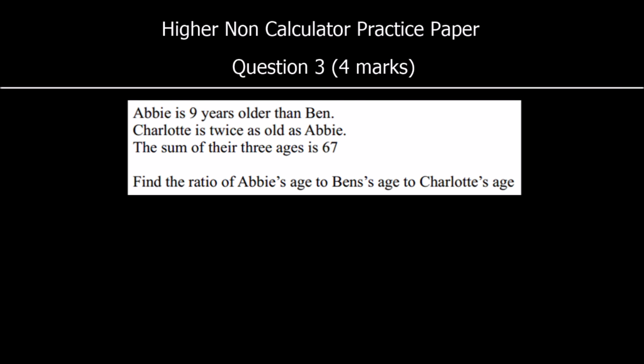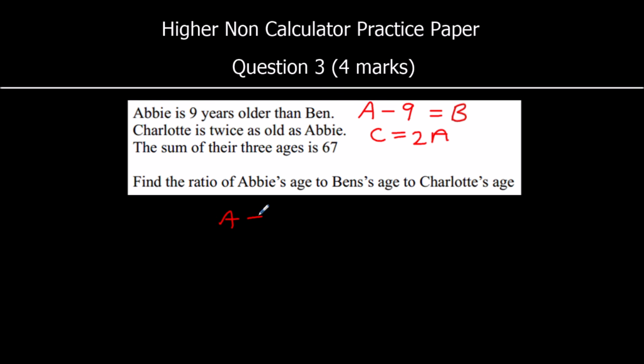And one for you to try. Abby is 9 years older than Ben. So A minus 9 is B. Charlotte is twice as old as Abby. So Charlotte is 2 A's. The sum of their ages is 67. We need to write the ratio of A to B to C this time.